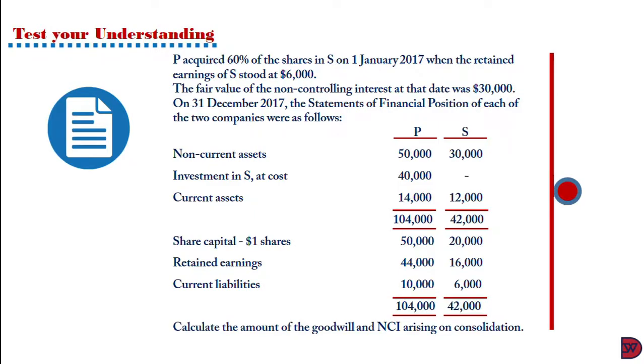So we have the non-controlling interest for both, the investments in S, current assets, with total assets of $104,000 for P and $42,000 for S. We have the share capital for both companies, the retained earnings for both companies, then current liabilities also for both companies, which will also give a total equity and liabilities section of $104,000 for P and $42,000 for S. You are supposed to calculate the amount of the goodwill and non-controlling interest arising on consolidation.